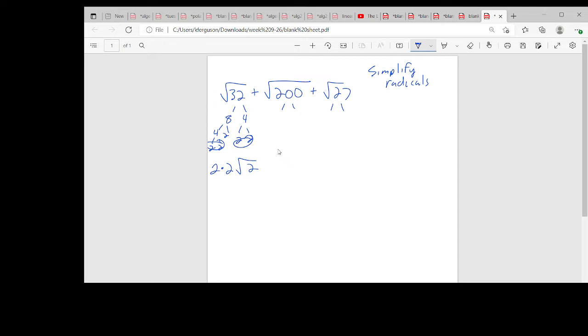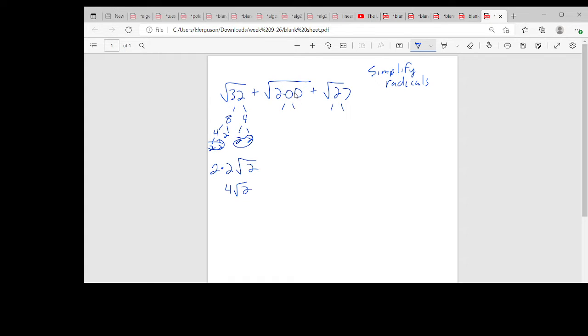It's just, honestly, I think it's easier if you try to focus on perfect squares. Because perfect squares, you take the square root of it, boom, you're done. Otherwise I got to break it down like that. You still get 4 square root of 2, but less work.